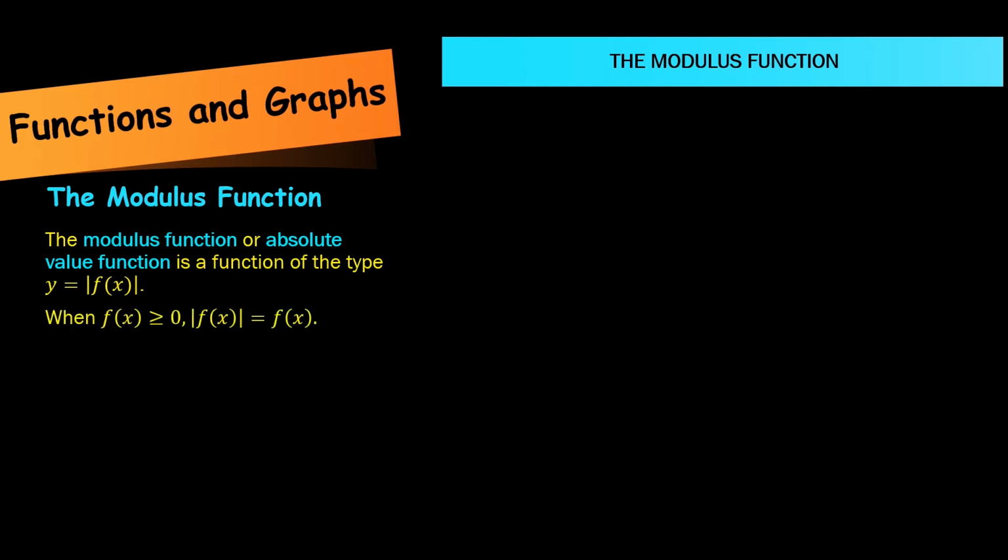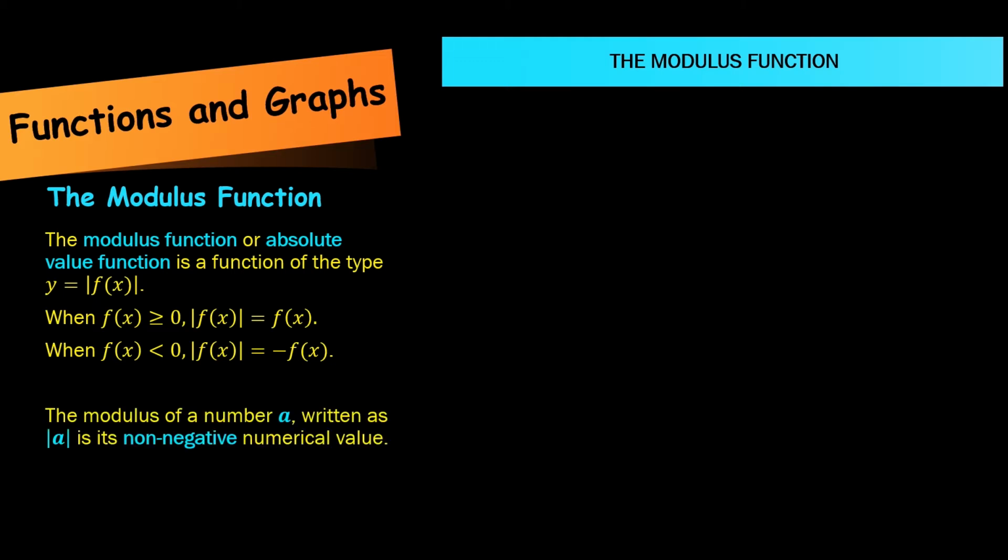When f of x is greater than or equal to 0, mod f of x equals f of x. When f of x is less than 0, mod f of x equals minus f of x. The modulus of a number a, written as mod a, is its non-negative numerical value. So, for instance, mod 7 equals 7 and mod minus 7 equals 7 also. On your calculator, you can use the abs function.